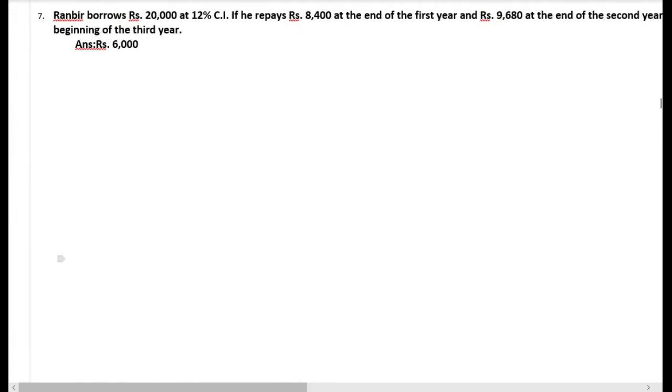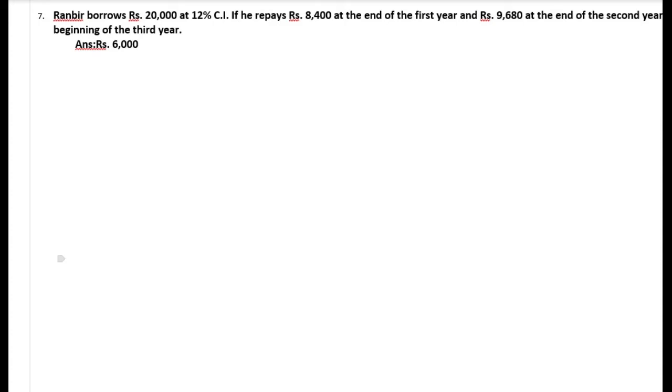Ranbir borrows rupees 20,000 at 12% compound interest. If he repays rupees 8,400 at the end of first year and rupees 9,680 at the end of second year, find the amount of loan outstanding. Outstanding means balance loan, means how much more he has to pay. Amount of loan outstanding at the beginning of third year.